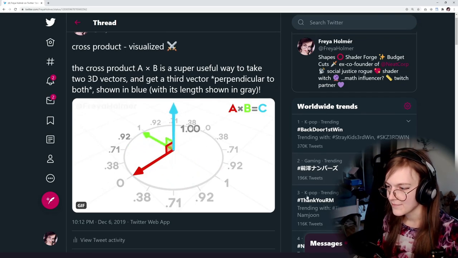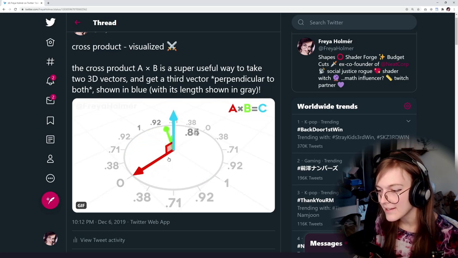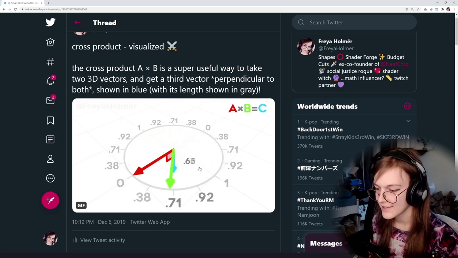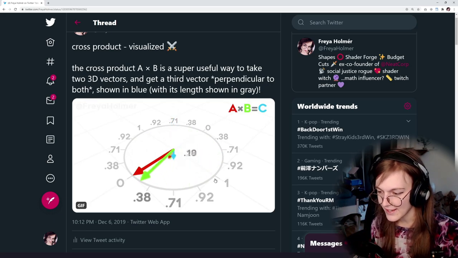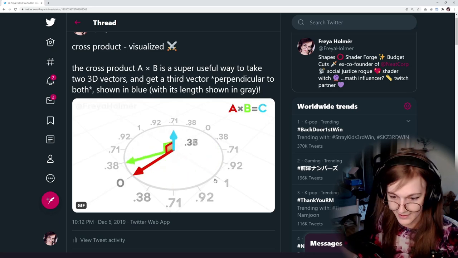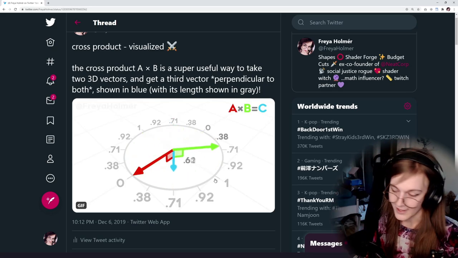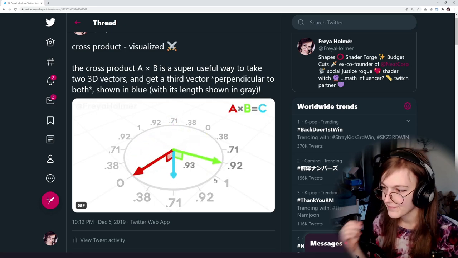You have the red axis crossed by the green axis, which gives you the blue one right here. As you can see, as they squeeze together, the length of the resulting vector of the cross product, in this case C, shrinks, right? And if they flip direction, the C is going to point in the other direction too. So that's how it works.